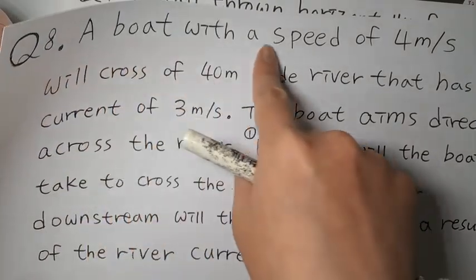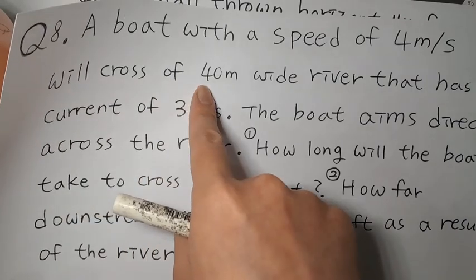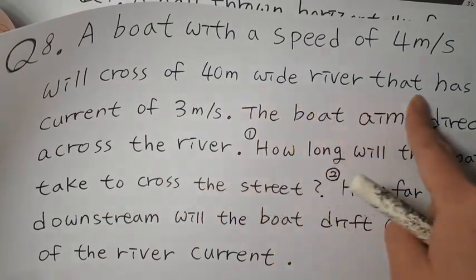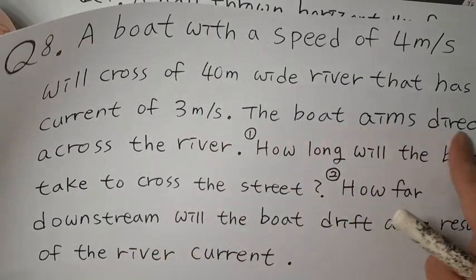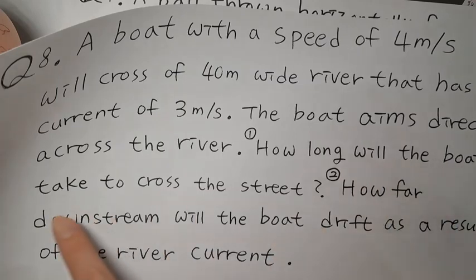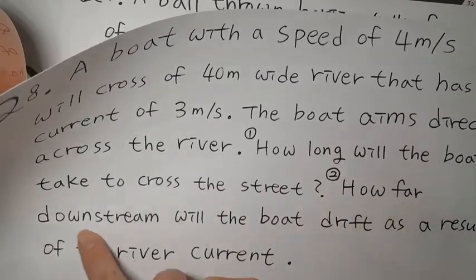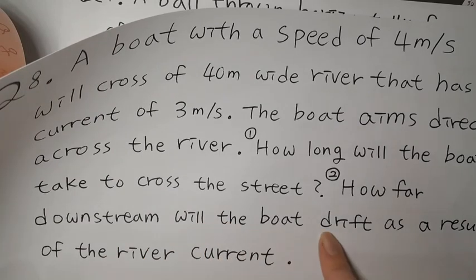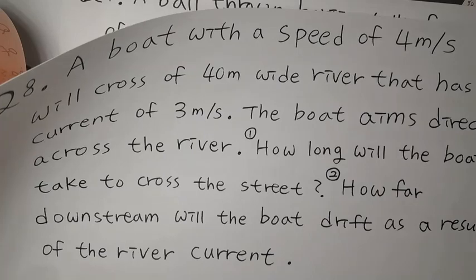A boat with a speed of 4 meters per second will cross a 40 meter wide river that has a current of 3 meters per second. The boat aims directly across the river. How long will the boat take to cross the river? How far downstream will the boat drift as a result of the river current?